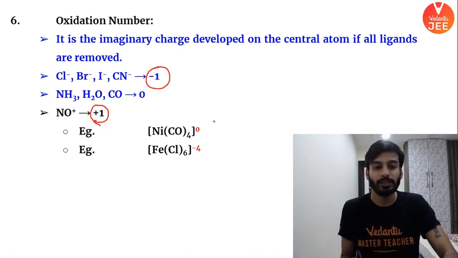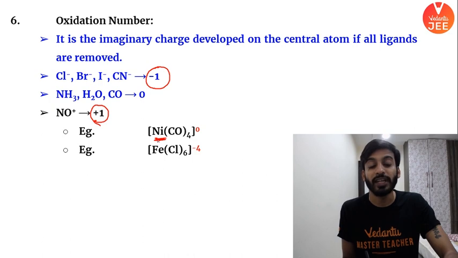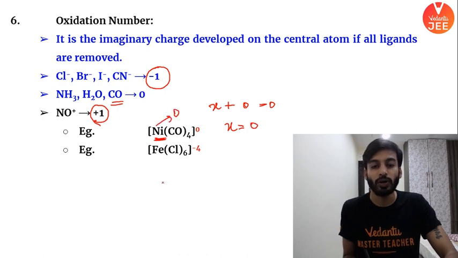For example, check this out. If I ask you what is the oxidation number of nickel in this complex, you will say X, same method. Carbon monoxide or carbonyl group is nothing but 0. Just now I told. Overall charge is 0. So here X is equal to 0. So nickel will have 0 oxidation number.